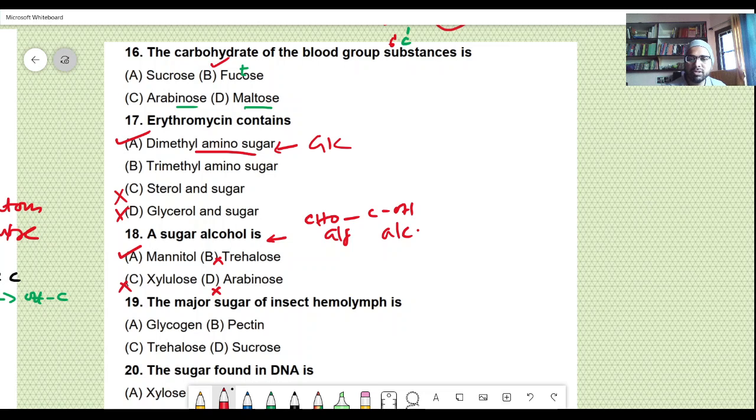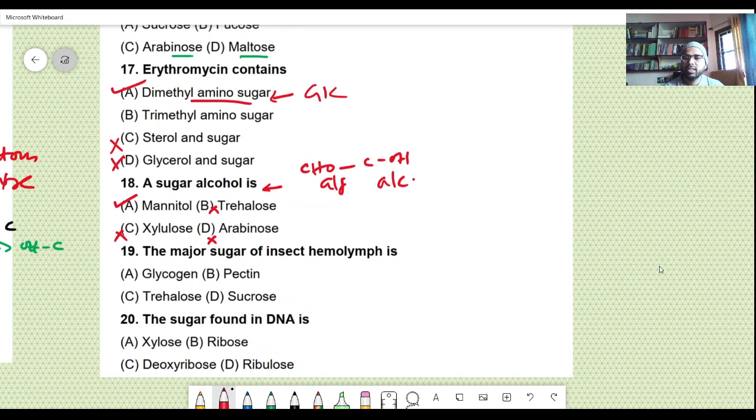The major sugar of insect hemolymph. This is a general question, so remember it as a general knowledge question. I think the sugar in most of the insects is trehalose. Glycogen is found in human beings, in the eyes, and pectin is another kind of carbohydrate. Amino acid, protein, sucrose.